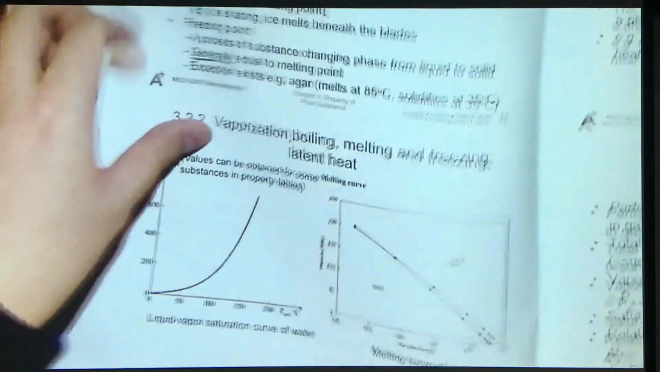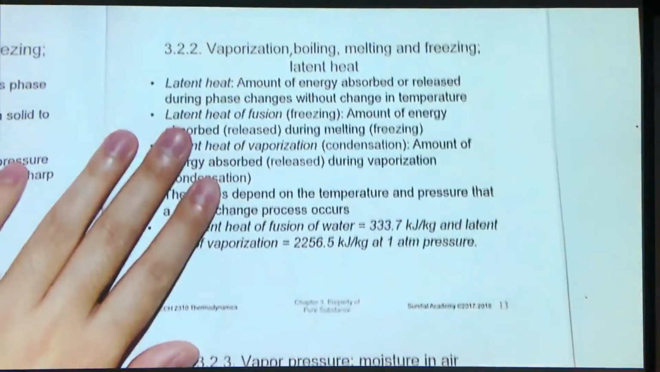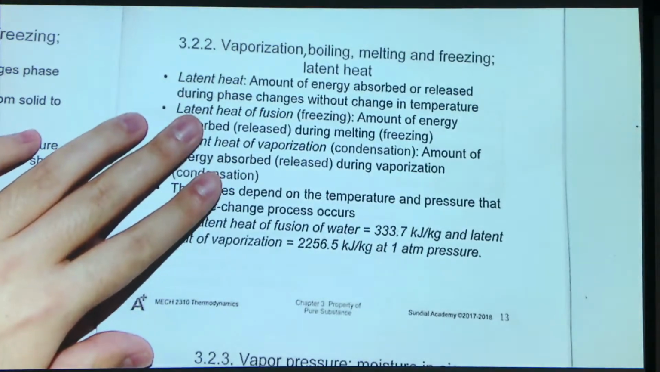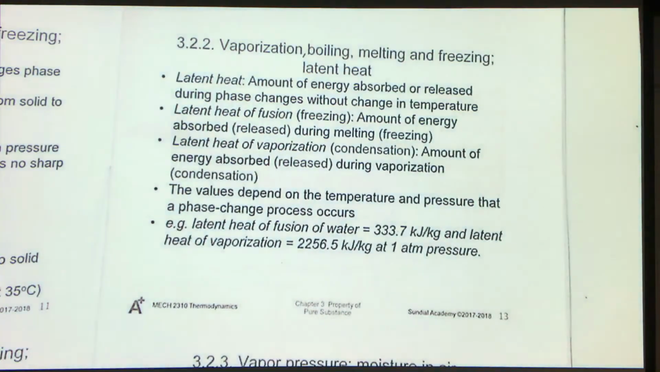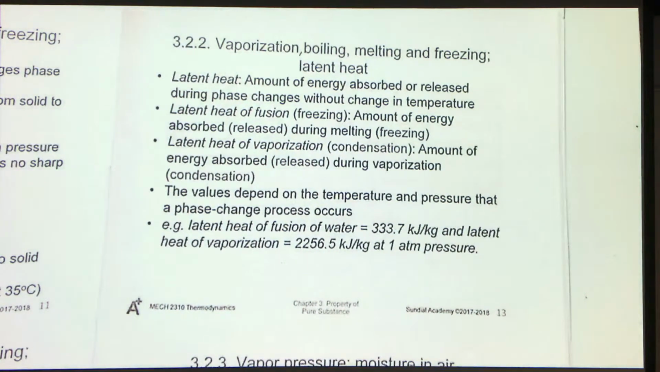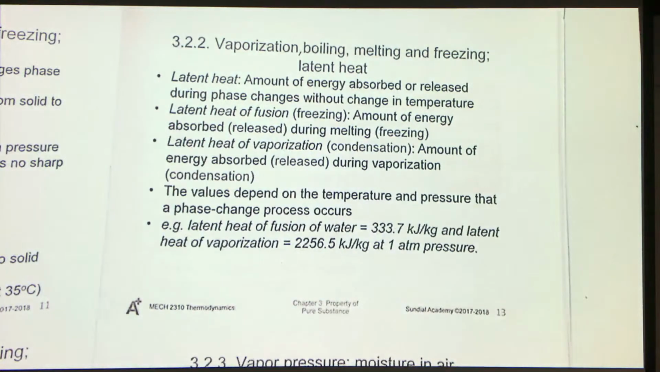Here we will talk a little bit about latent heat. Latent heat is the amount of energy absorbed or released during a phase change without a change in temperature. It is termed heat because we need a surface that has a temperature. For example, latent heat describes the process where a liquid changes to gas, so the heating surface must have a temperature well above the boiling temperature, such that heat can be transferred to the liquid to change it to gas.